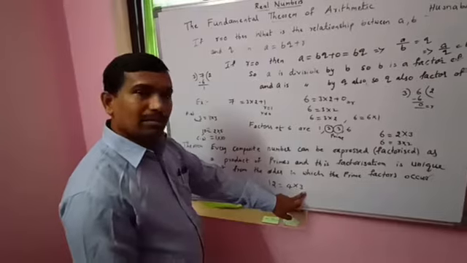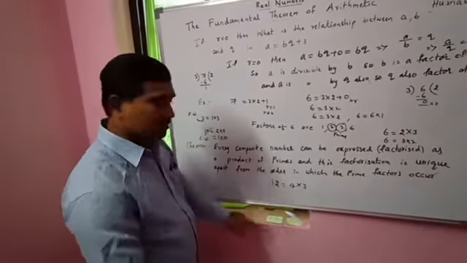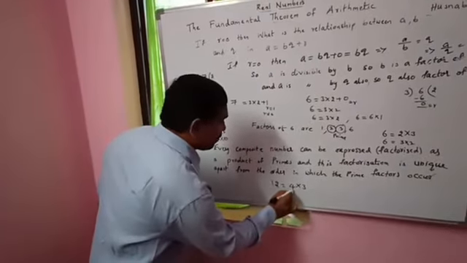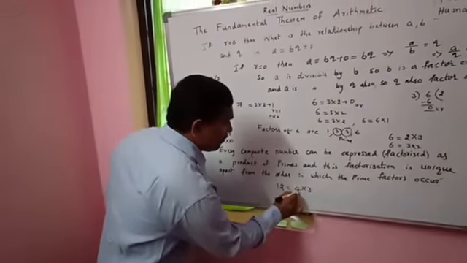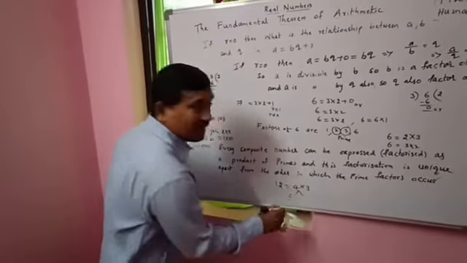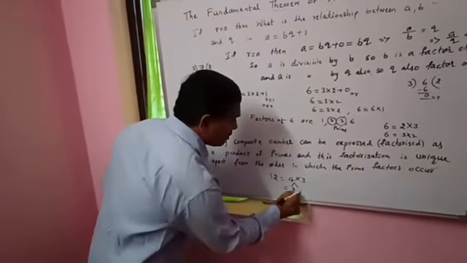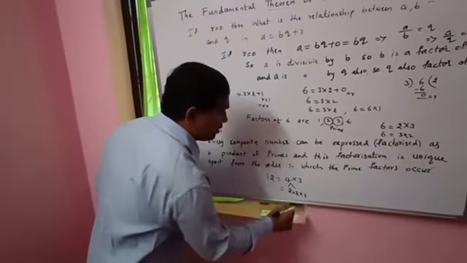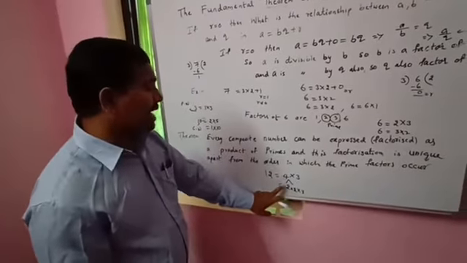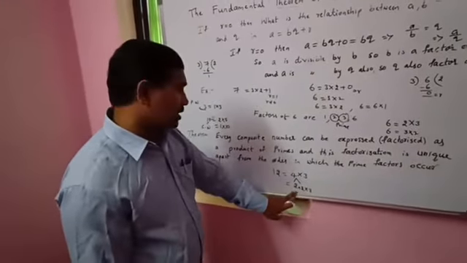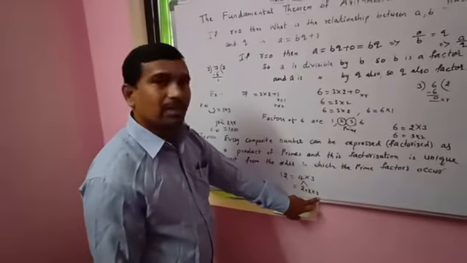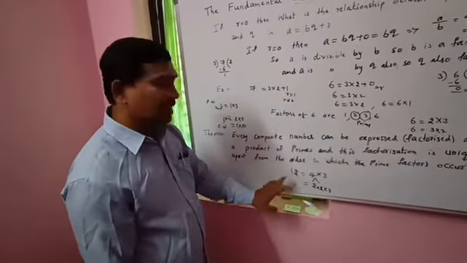Here 3 is a prime number, 4 is not a prime number. So again 4 is not a prime, 4 is a composite. Again 4 can be written as a prime factorization: 2 2s are 4, into 3. Now 12 written as 2 into 2 into 3. 2 is a prime, 2 is a prime, 3 is a prime. So this is the prime factorization of 12.